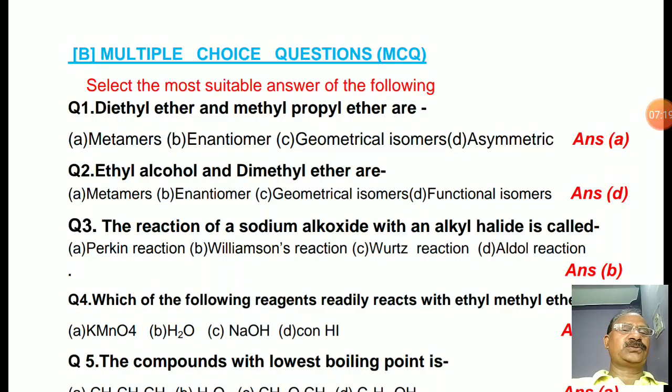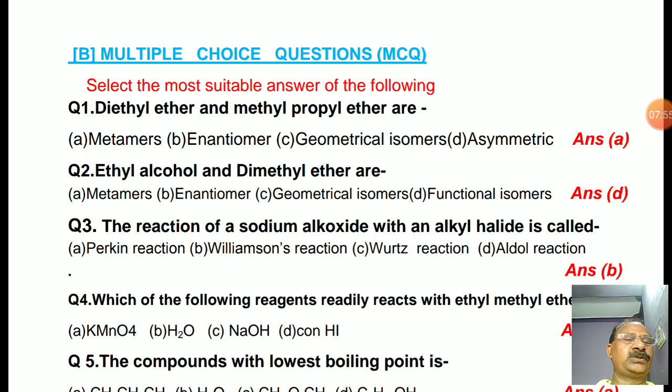Next is multiple choice questions. Select the most suitable answer of the following. First, diethyl ether and methyl propyl ether are: first choice metamers, second enantiomers, third geometrical isomers and fourth asymmetric. The correct answer is metamers. Second question: ethyl alcohol and dimethyl ether are: first metamers, second enantiomers, third geometrical isomers and fourth functional isomers. The correct answer is D, that is functional isomers.